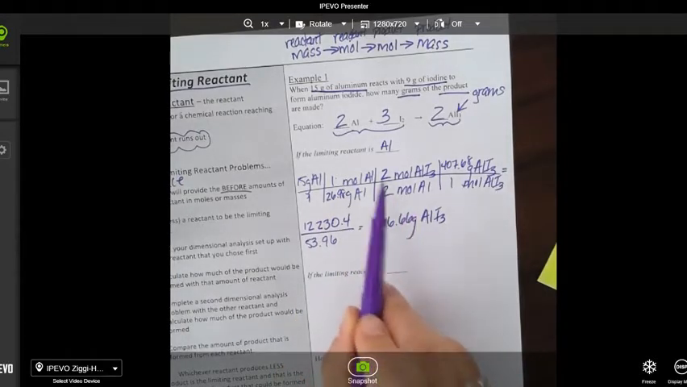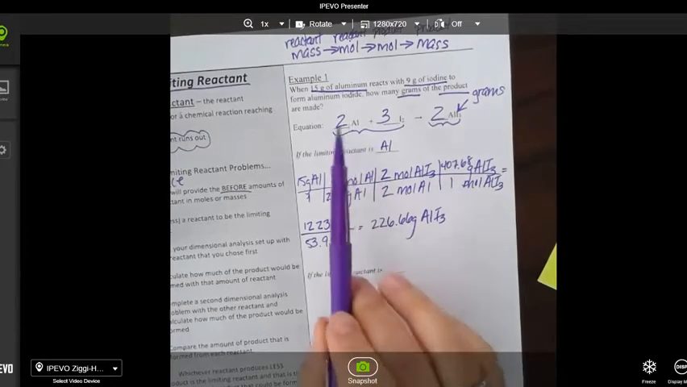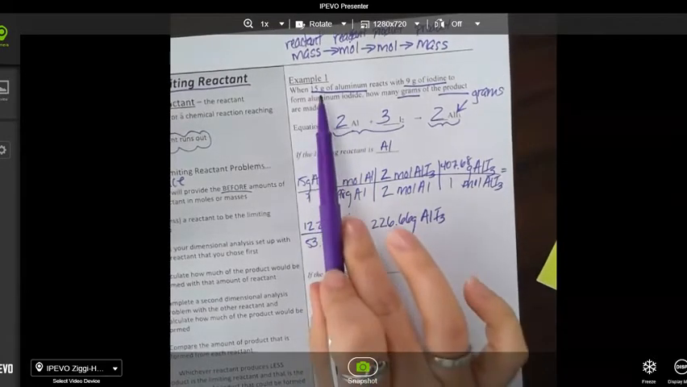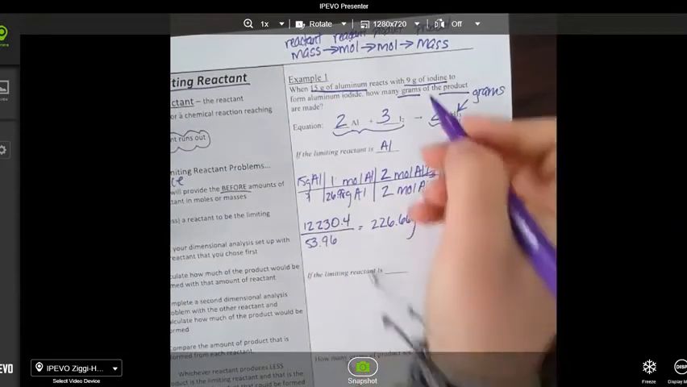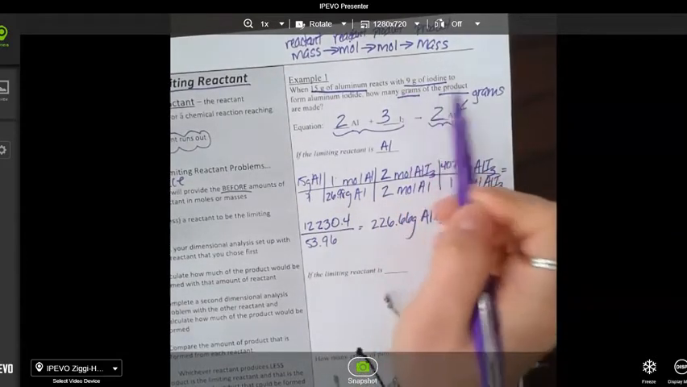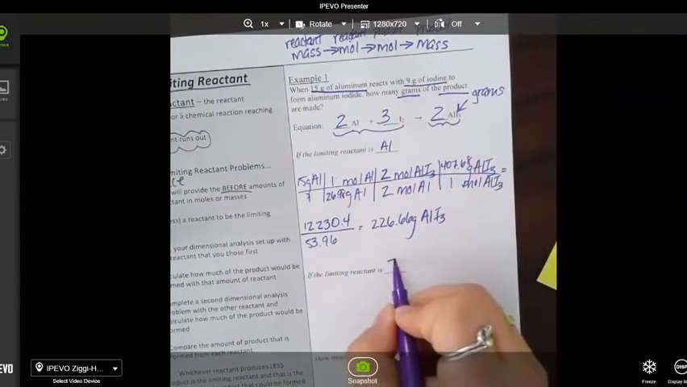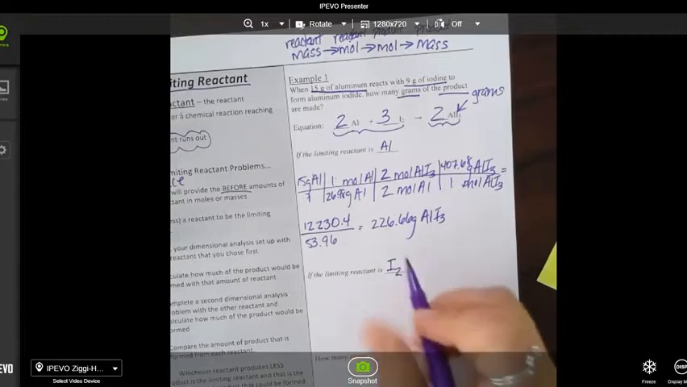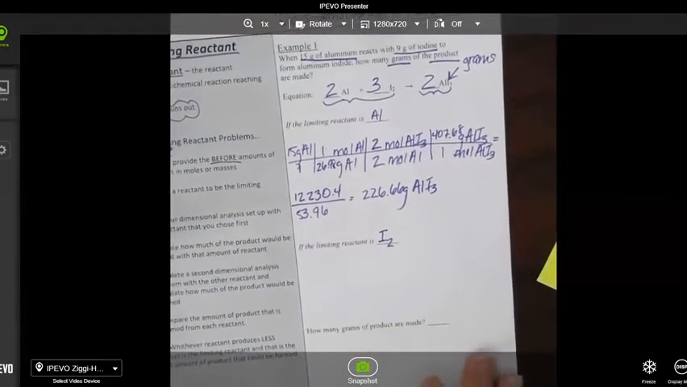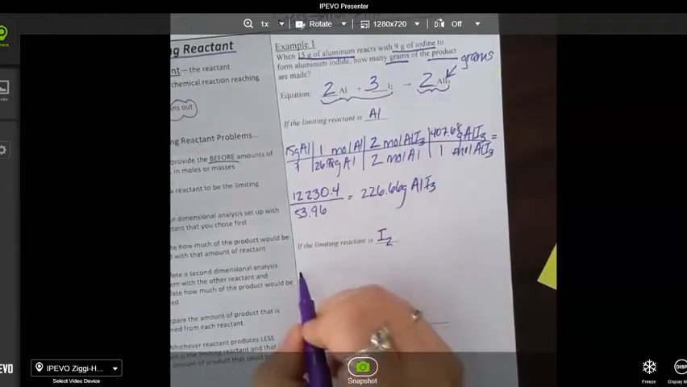So from 15 grams of aluminum, this is how many grams of aluminum iodide I could get. So now, since I know how much product I could get from this much aluminum, I need to figure out how much product I could get if I only start with 9 grams of iodine. So I'm going to pretend that the limiting reactant is iodine down here, and I'm going to start with the 9 grams of iodine.